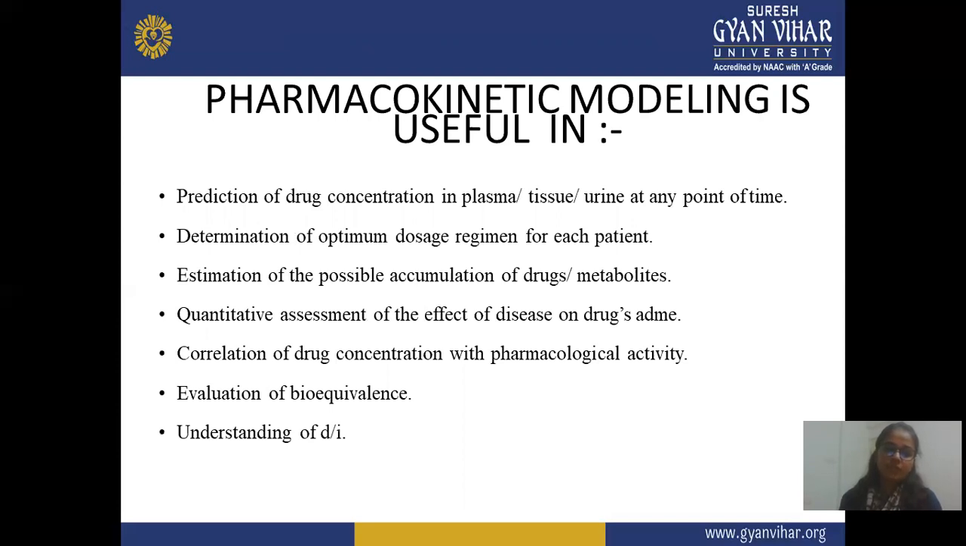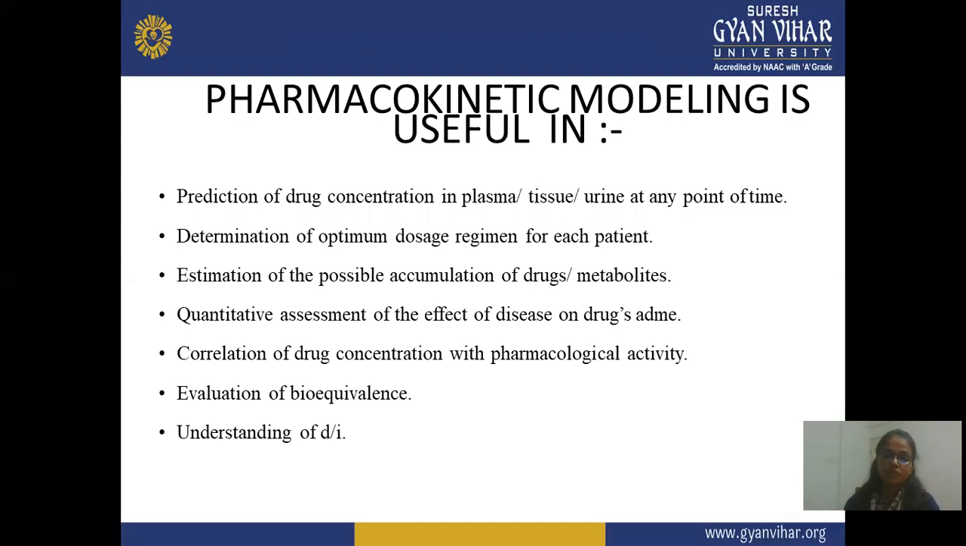Next is estimation of possible accumulation of drug metabolites. If any accumulation is present in your body, or shows accumulation of a drug or metabolites, then in this condition you can check or estimate this accumulation of the drug in your body. Next is quantitative assessment of the effect of a disease on drug ADME, meaning how much quantitative effect of the particular disease on the drug is also checked with the help of these ADME parameters: absorption, distribution, metabolism and elimination.